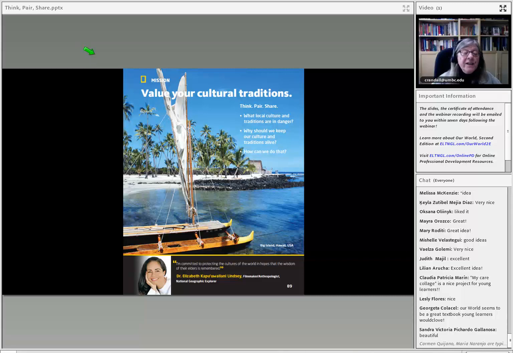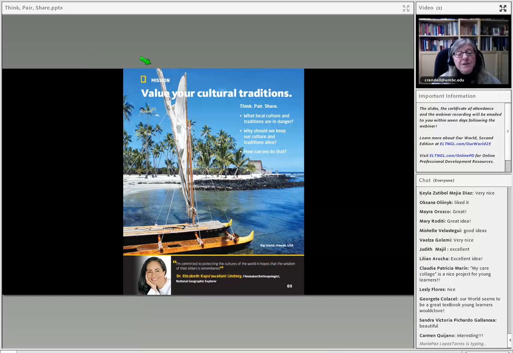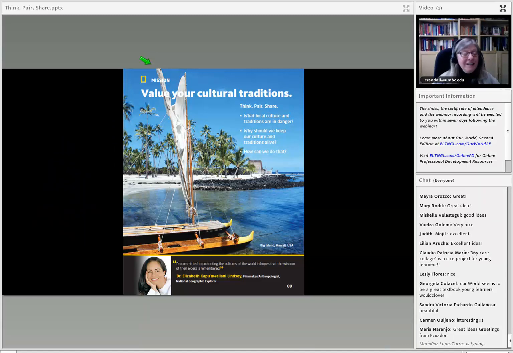And here's one at a much higher level. This is when we're at the mission level, which means older students. And this time it's value your cultural traditions. And the National Geographic Explorer is a filmmaker and an anthropologist. And she says that she's committed to protecting the cultures of the world in hopes that the wisdom of the elders is remembered. So here we have, again, respecting your elders and the wisdom that they have, also valuing them and valuing your cultural traditions and thinking about local culture and traditions that are in danger, very important.